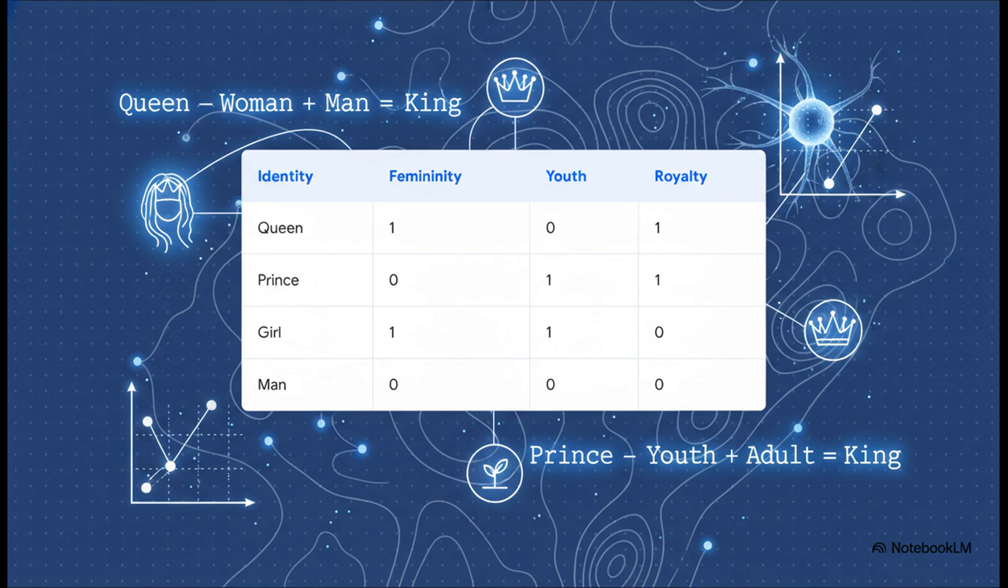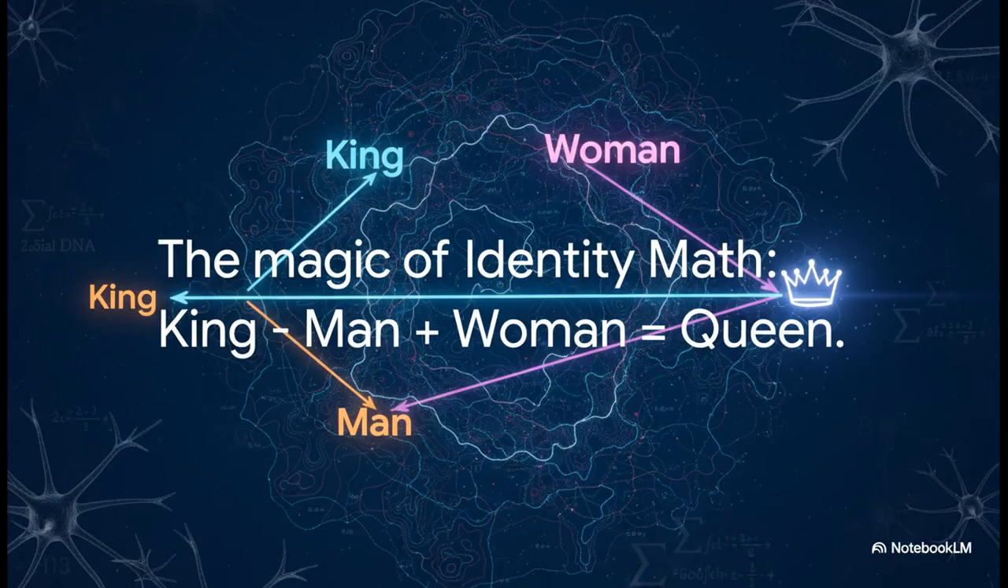The machine doesn't feel what a queen is, but it knows her exact mathematical address, and with that address, it can do some pretty incredible things. This is where it gets mind-blowing. You can actually do math with these concepts.